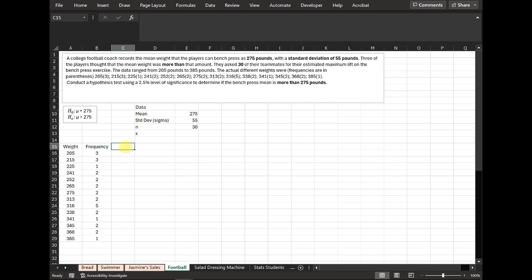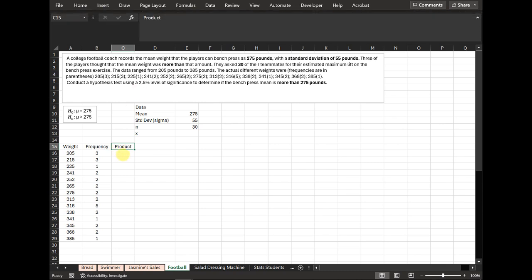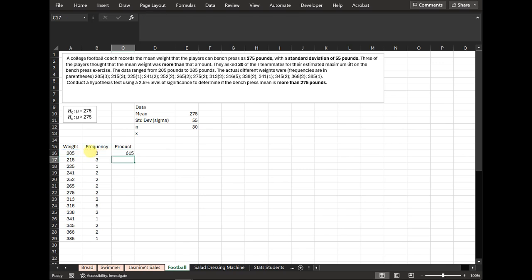And then we have to think, how do you find a mean from frequencies? A mean at the end of the day has a numerator and a denominator. We can't just use the average function in this case, because what would I be taking the average of? It wouldn't make sense to just take the average of these weights because these weights have different frequencies. So instead, I'm going to take the product of each weight times its frequency.